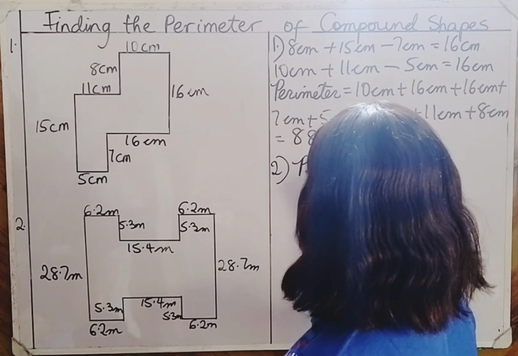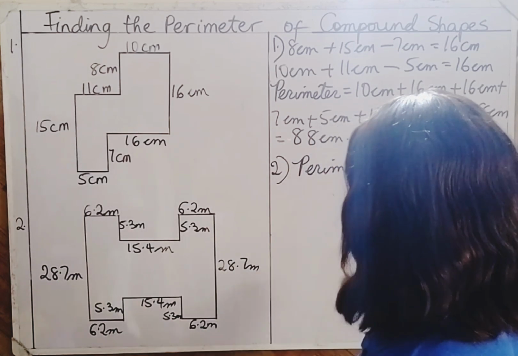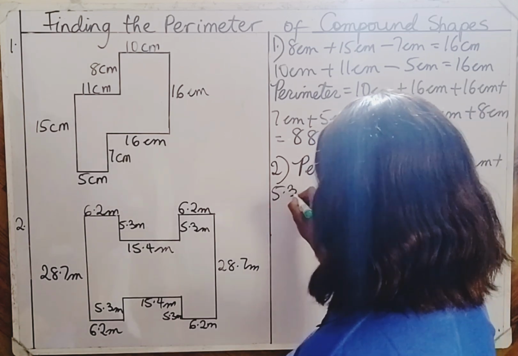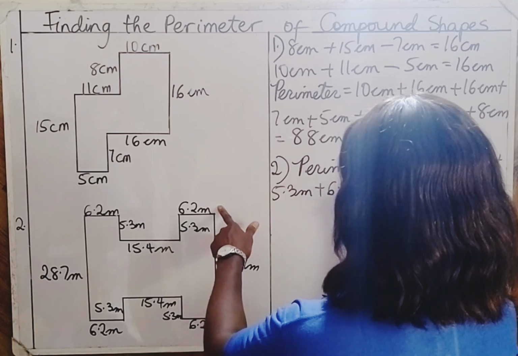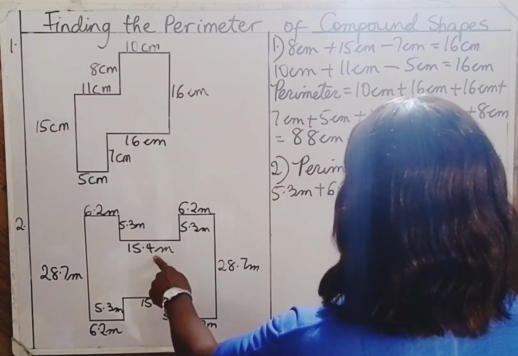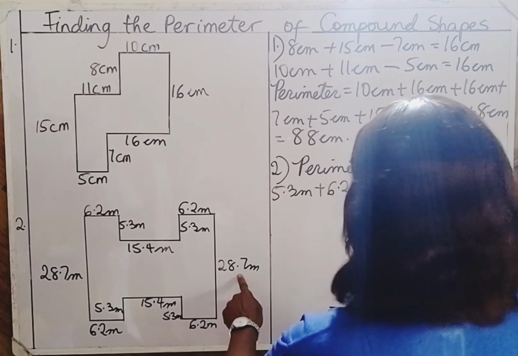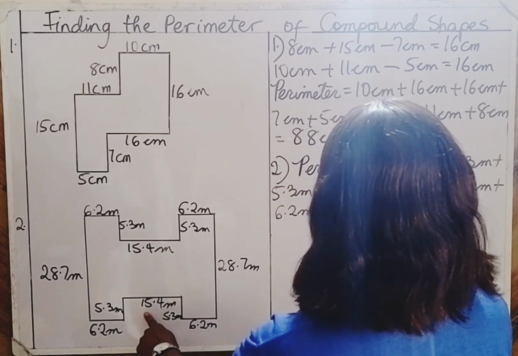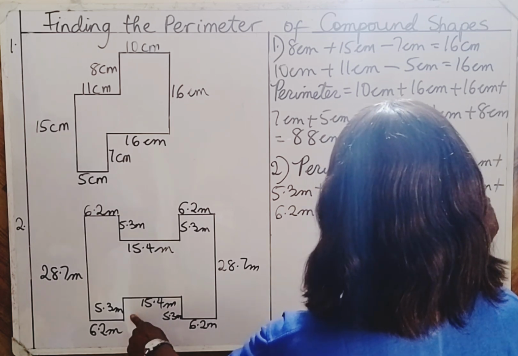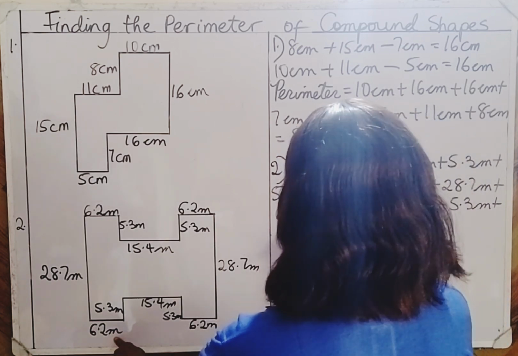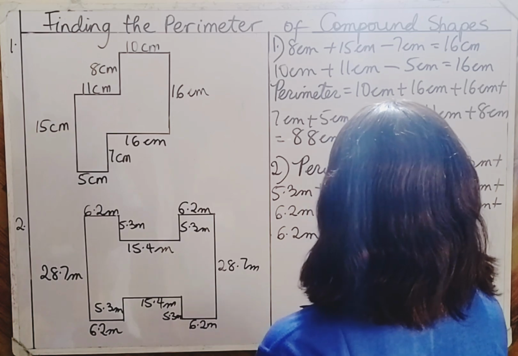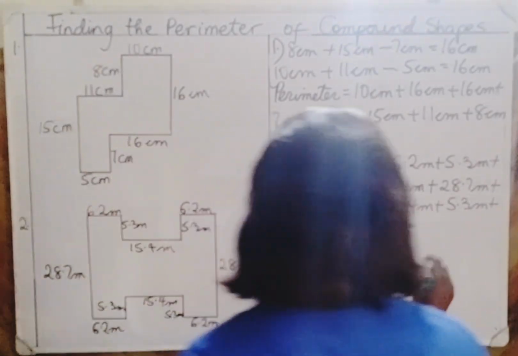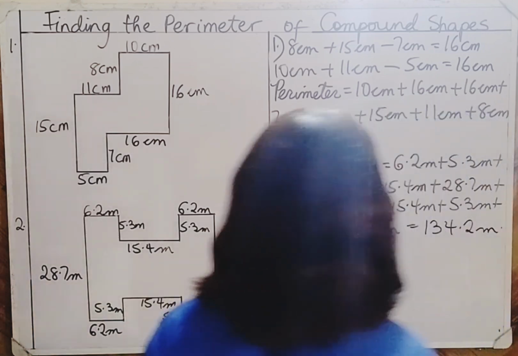Question 2. Perimeter equals 6.2 meters plus 5.3 meters plus 5.3 meters plus 6.2 meters plus 15.4 meters plus 28.7 meters plus 6.2 meters plus 5.3 meters plus 15.4 meters plus 5.3 meters plus 6.2 meters and plus 28.7 meters. Now I'm going to add all of this length together. Now the answer is 134.2 meters. And that's the final answer.